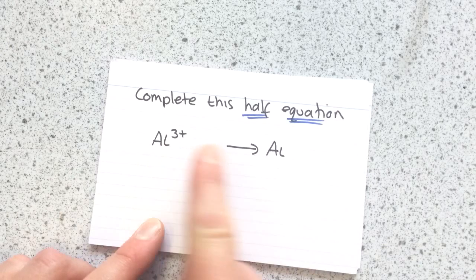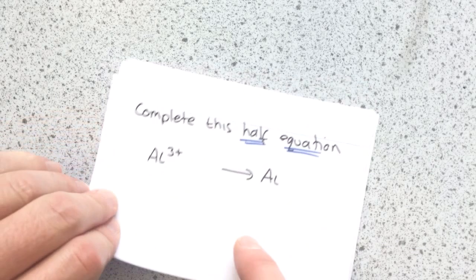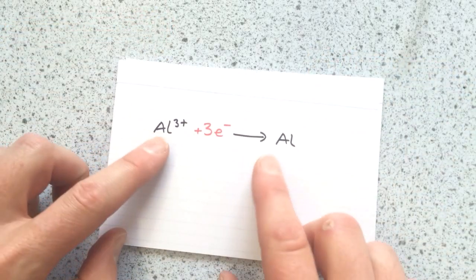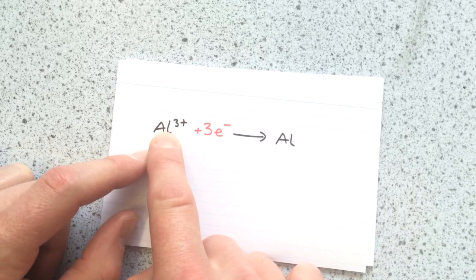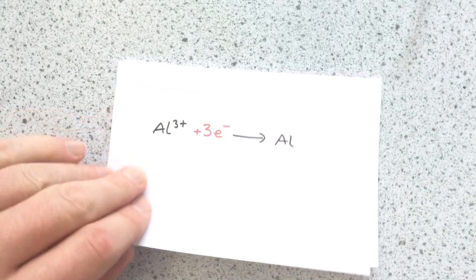This one then is what would happen at the negative electrode. So aluminium 3+ ions turn into aluminium atoms. The atoms are already balanced, and to balance the charges, we're going to add 3 electrons to our aluminium ion and turn it into an aluminium atom.